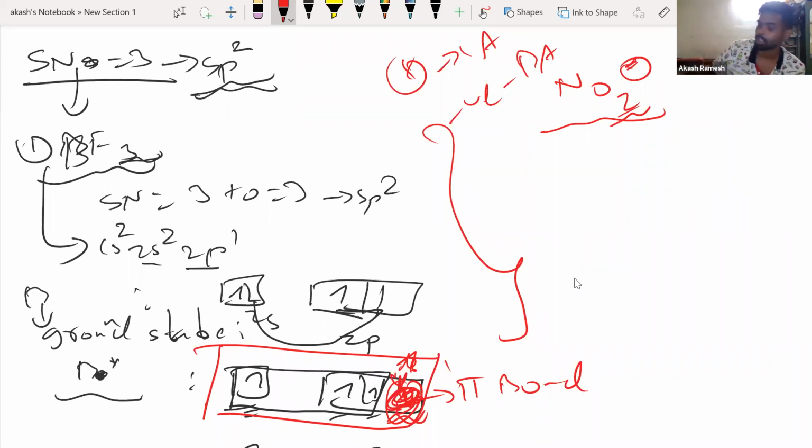If you're finding it confusing, you can always draw the Lewis dot structure and then go forward with this. Sir, is it 2 sigma bonds and 1 pi bond? Yeah, I think it's correct. Is it still sp2 hybridization? Yes, sir. Okay, good.